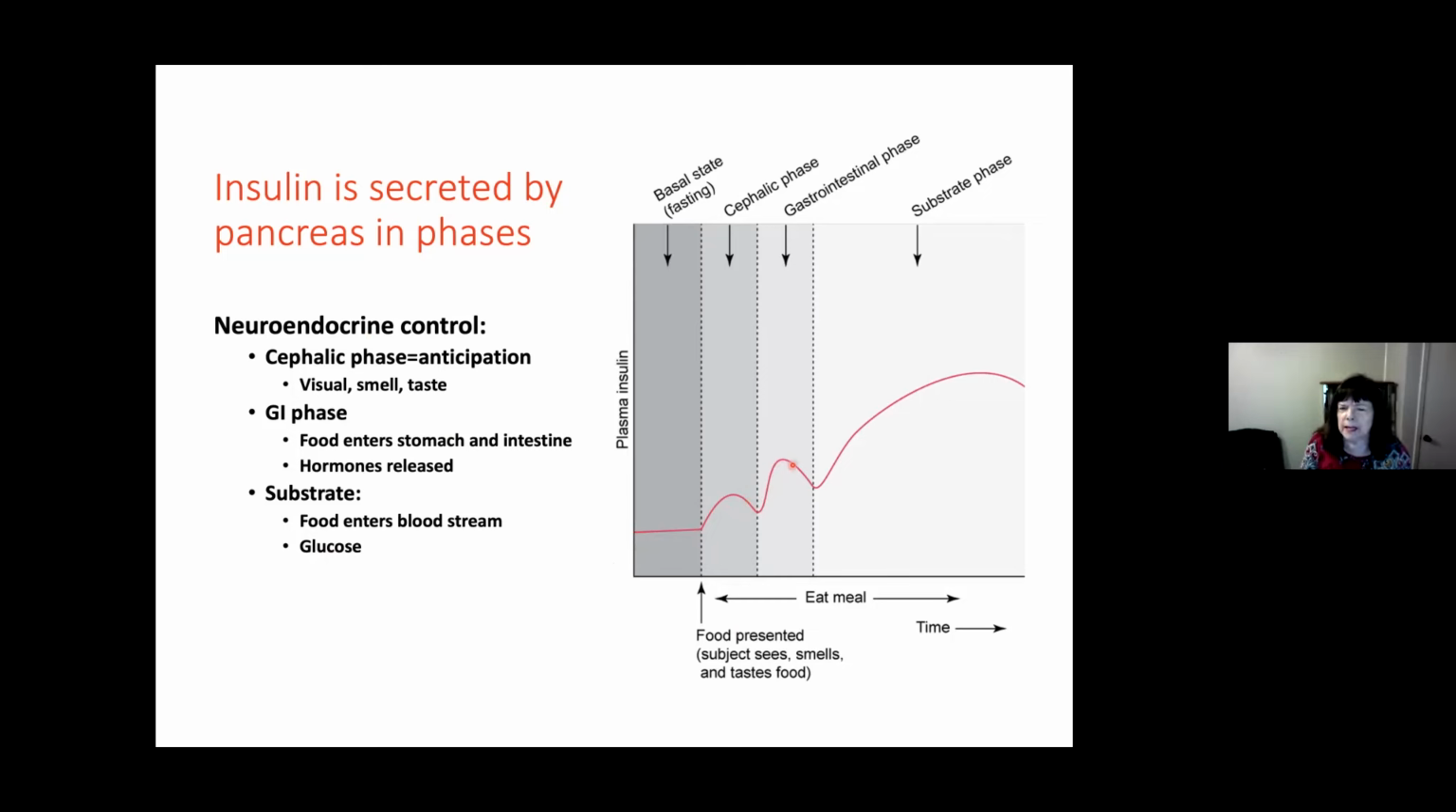So again, it's definitely going to be ready for the breakdown of the food products which are entering the bloodstream, which would be glucose. So you would have a rise in glucose levels, and that, of course, stimulates insulin production. So this just shows you how insulin responds.